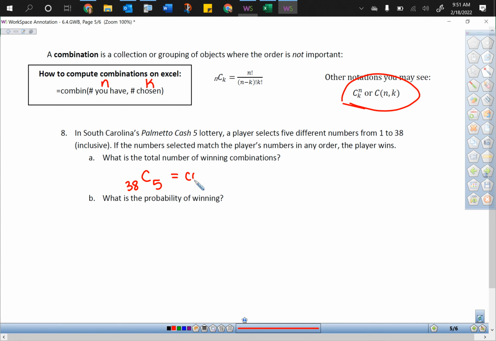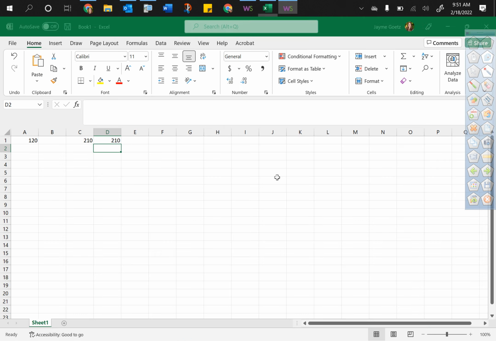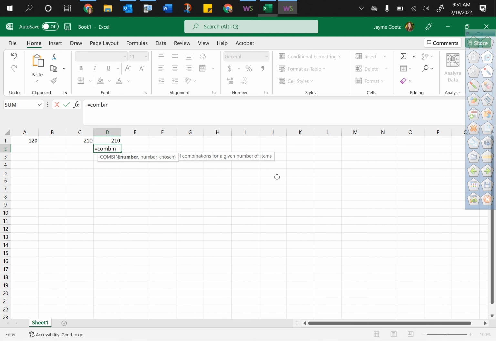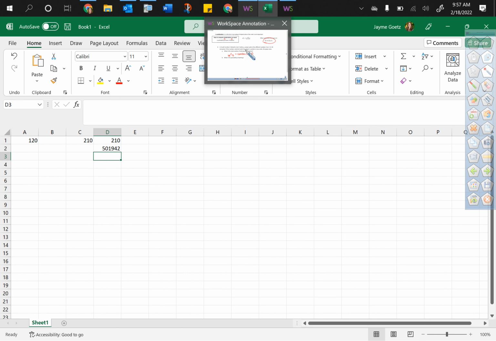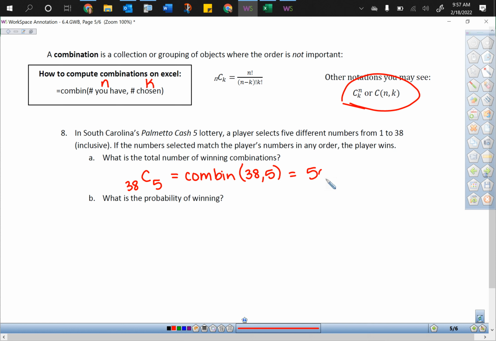Now, you could use this formula right here, or the easier way is let's put this into Excel. That's going to be a combination, C-O-M-B-I-N, of 38, comma 5. 38 choose 5. So in Excel, we're going to have equals COMBIN of 38, comma 5. And how many different combinations could we have that would be winning? Very good. There are 501,942 winning combinations.